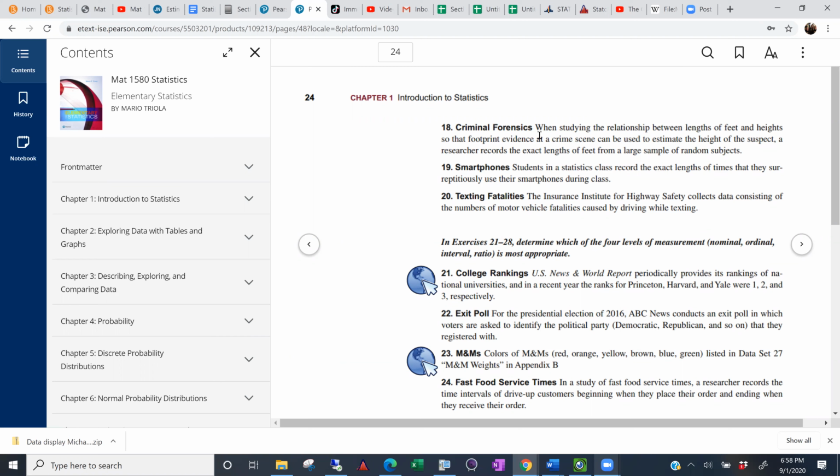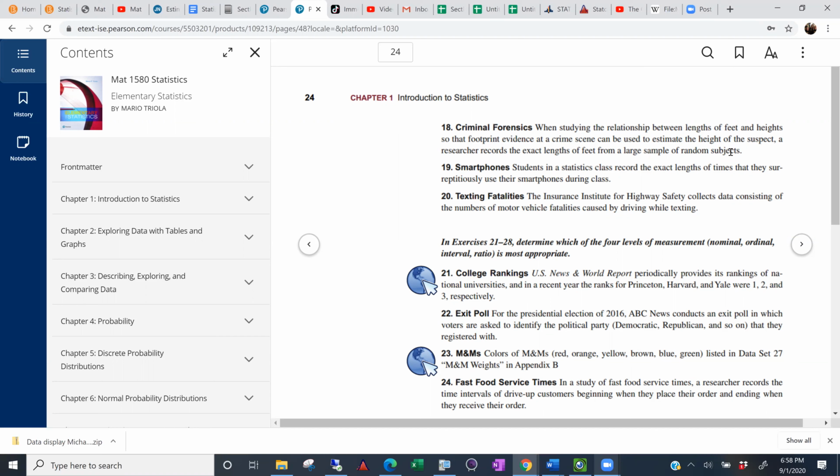Criminal forensics, when studying the relationship between the lengths of feet and the heights so that footprint evidence at a crime scene can be used to estimate the height of a suspect, a researcher records the exact lengths of feet from a large sample of random subjects. So the length of somebody's foot. I'm going to vote for continuous. That'd be discrete.